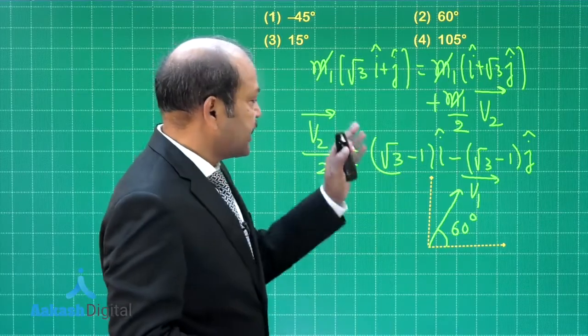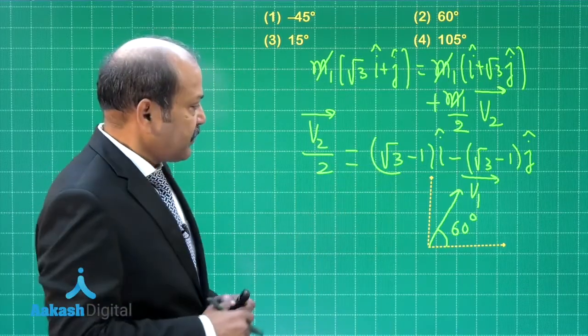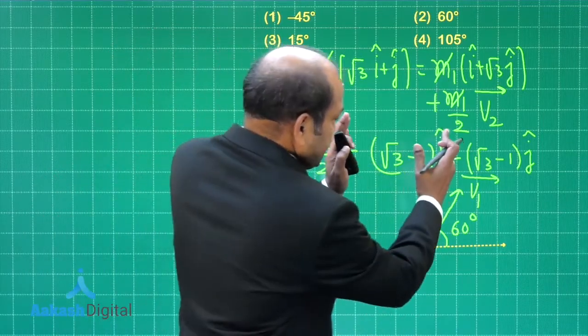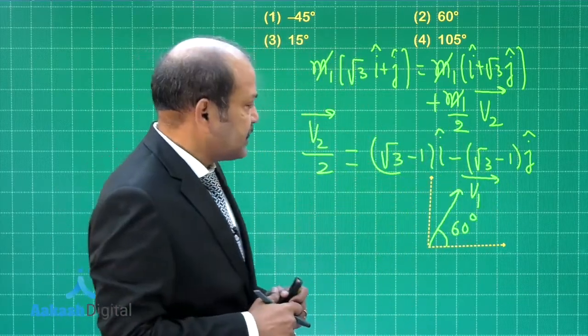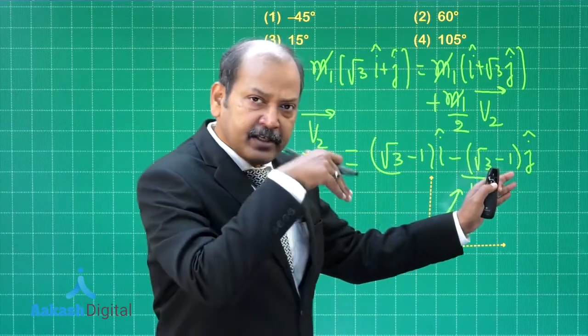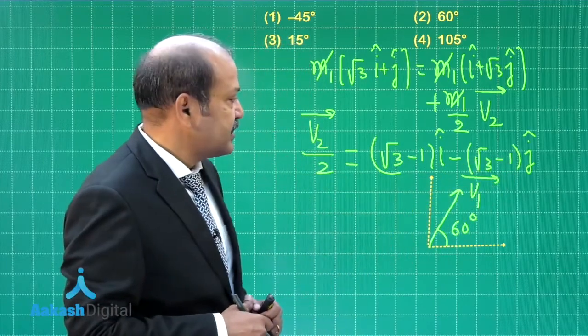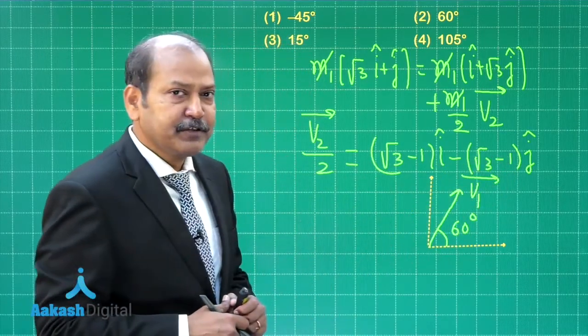What about the direction of V2 vector? We can see that the two components, the x and y components, have equal magnitude, but this component is in the negative y axis and this is along the positive x axis.